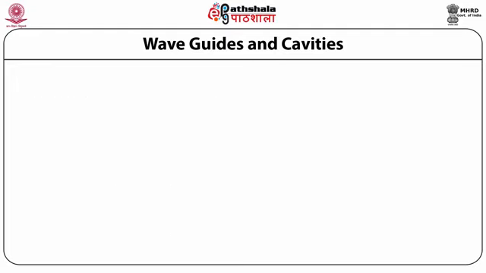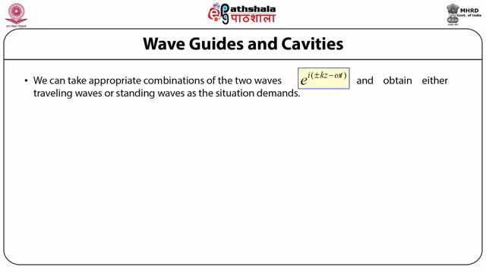Since these equations have the wave equation form, we can take an appropriate combination of the two waves and write the time dependent part as e to the power i (plus or minus kz minus omega t), and obtain either a traveling wave or a standing wave depending upon the situation and the various other parameters or restrictions.